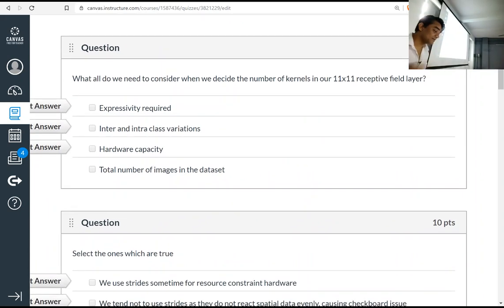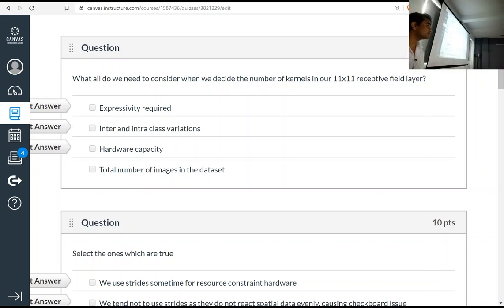Okay, what do we need to consider when we decide the number of kernels in our 11 cross 11 receptive field? First, what is explicitly required. We're trying to see how complicated our data set is. Second is inter-class and intra-class variations. For example, if you look at ImageNet, there are 1,000 classes and there are tons of dogs there. So you don't have to just look at a dog and say it's a dog, you have to say which dog it is, and the textures vary a lot. So that becomes the inter-class variation.